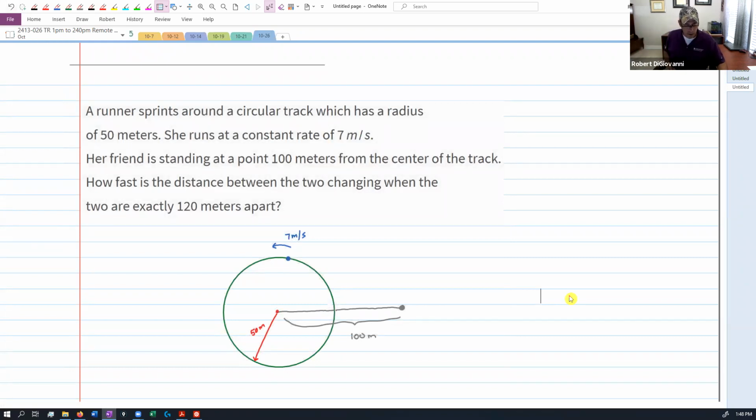All right, those are fixed. This 100 is fixed. This 50 is fixed. We are interested in how fast the distance between the two is changing. Well, I need to draw that, don't I? We need to draw the distance between the two. That would be the distance going from this person to this person. Let's call that H. So as this person moves around, that H changes, doesn't it?